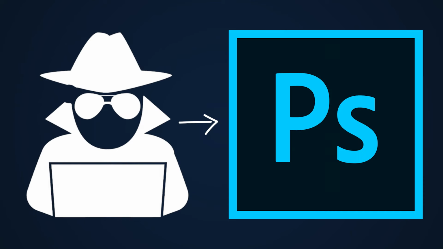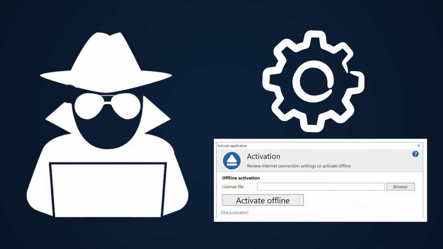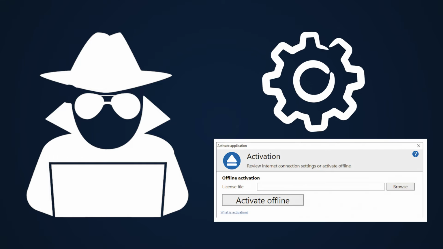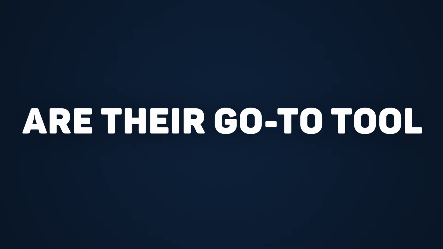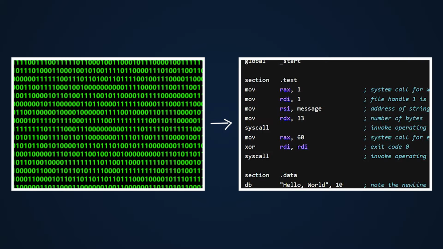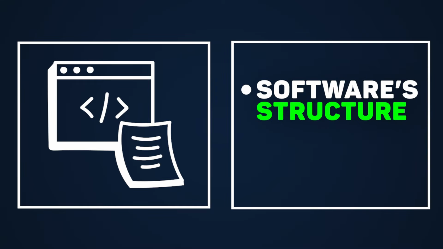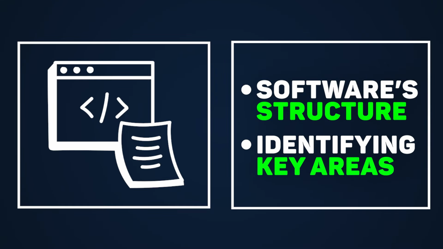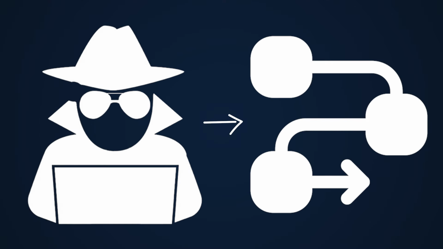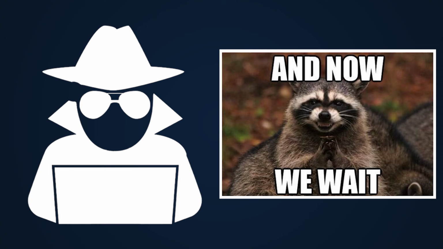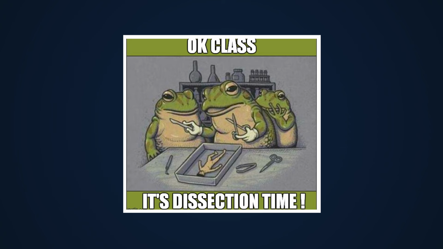Crackers approach software like a high-stakes puzzle, using reverse engineering to figure out exactly how to bypass activation mechanisms. Disassemblers are their go-to tool, breaking down the machine code into assembly language, a slightly more readable version of the gibberish that computers understand. This is where they start to see the software structure, identifying the key areas that control activation. Debuggers then come into play, allowing crackers to run the software step by step, pausing to examine what happens under the hood. It's like dissecting a creature, one instruction at a time.